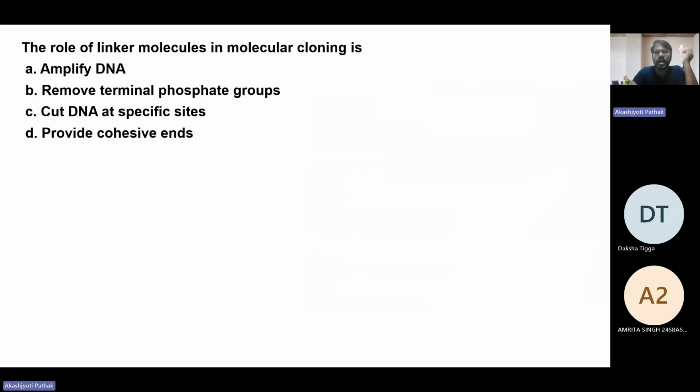Now answer this question if it is clear. The role of the linker molecule in molecular cloning is what? Amplify DNA? No. Remove terminal phosphate groups, cut DNA at a specific site, and option D is provide cohesive ends. So what is its function? It is providing sticky ends. Cohesive ends means sticky ends only. No need to get confused. So your linker molecule is providing your DNA molecule with sticky ends or cohesive ends. The answer is option D. The explanation is there in the previous slide, you can go through that. That is the entire explanation for this question.